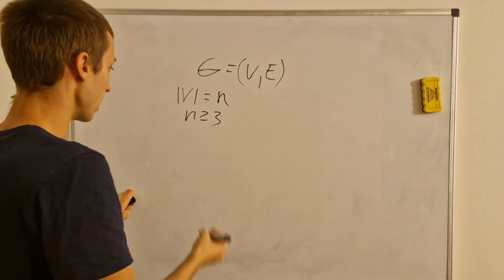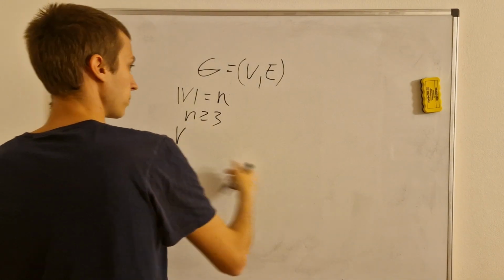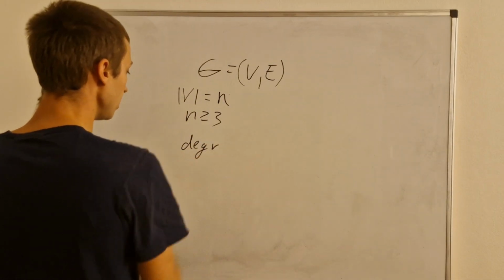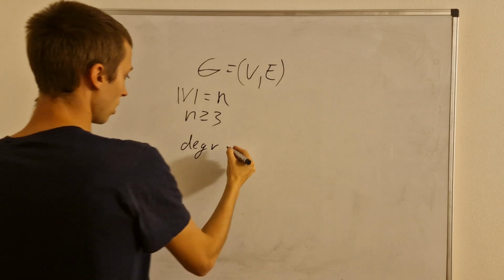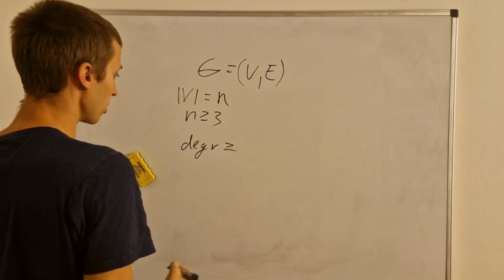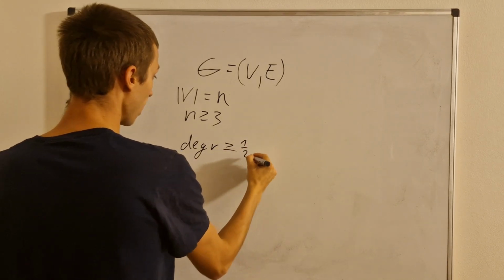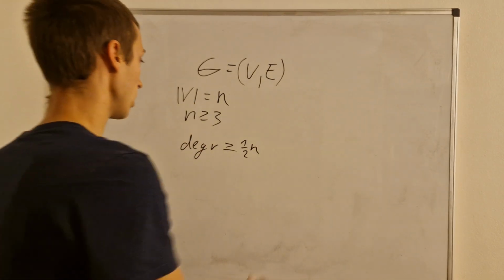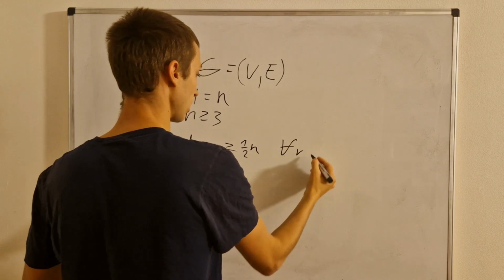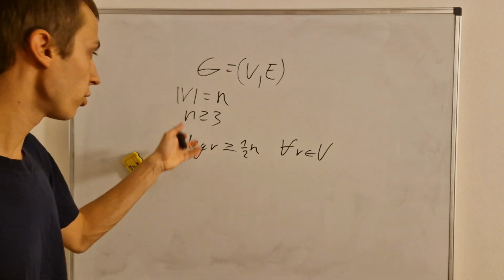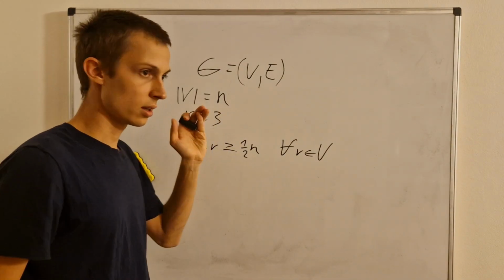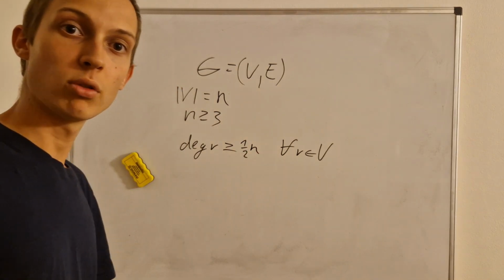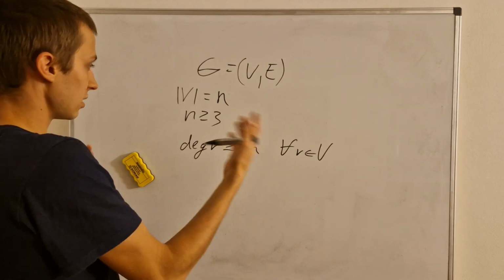So the last condition is if the degree of vertex v, lowercase v, is greater than or equal to 1/2 of n, where n is the number of vertices, the magnitude of the vertex set, for every vertex v in the vertex set. So if all the vertices have at least half as many connected edges as there are total vertices in this whole graph, then it will be Hamiltonian, as long as it's simple and connected like this.